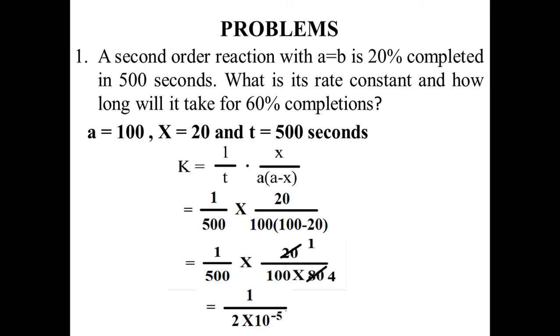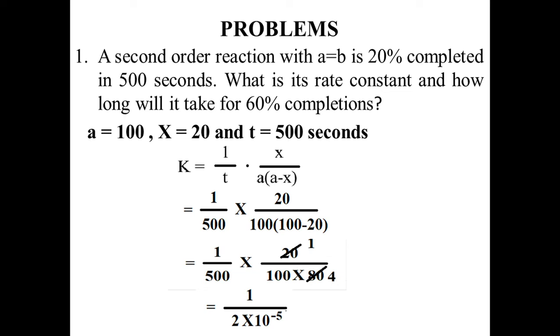Next we will come to the problems on second order reaction and half-life period. First we will see the second order reaction problem. A second order reaction with A equals B is 20% completed in 500 seconds. What is its rate constant and how long will it take for 60% completion? Here two things will be calculated: one is the k value and another one is time. First we will calculate the k value.